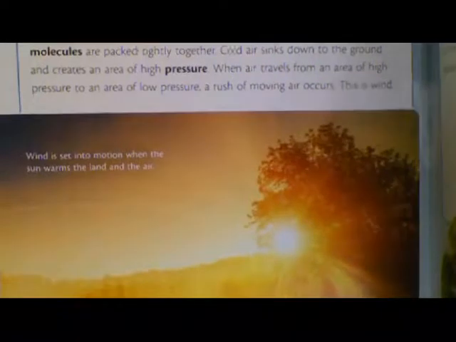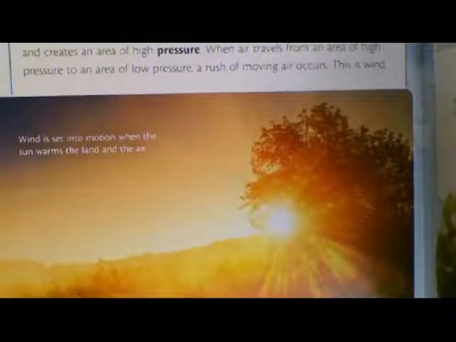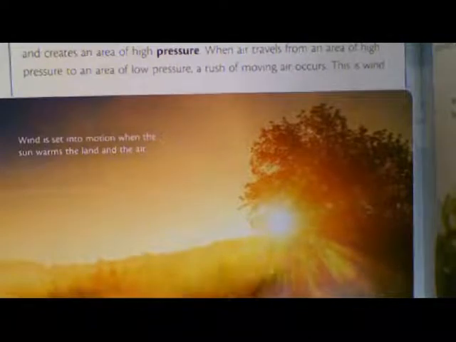The author includes text features such as photographs, and then they have captions to explain about the picture. This picture has a picture of grass and the sun setting. It says, wind is set into motion when the sun warms the land and the air. So that caption describes what's happening in the photograph. On our next page, the author also zooms in and gives us a close-up of dandelion seeds that are carried far away through the movement of wind.